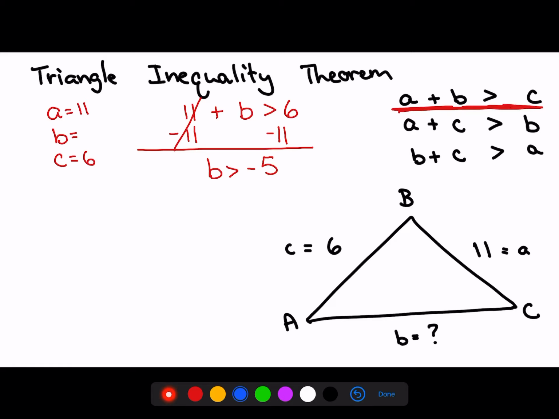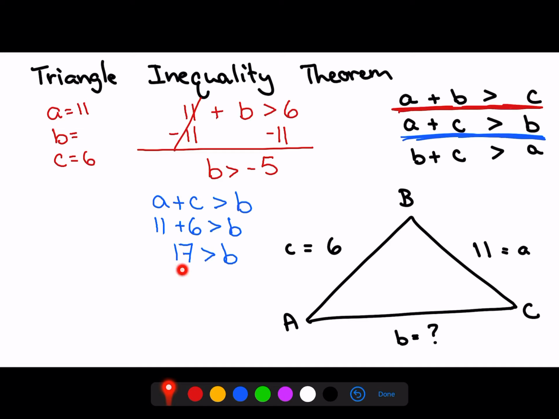From here, I can also say a plus c is greater than b. Well, if that's the case and I plug in my numbers, I have 11 plus 6 is greater than b. So that will give me 17 is greater than b. So my b value cannot be bigger than 17, but it also cannot be smaller than -5, or in this case, 0.